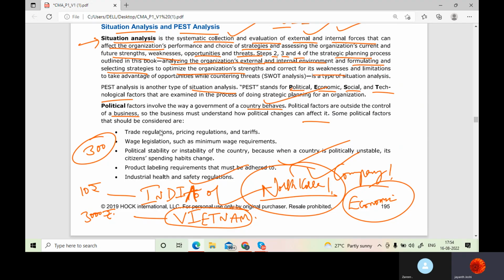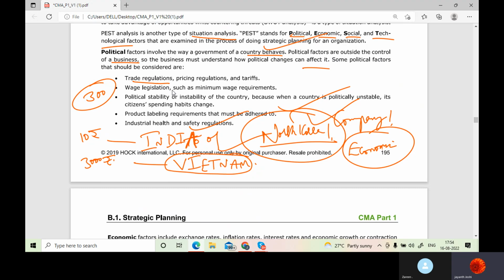Some political factors that should be considered are trade regulations. See what the regulations in a country are, whether the government is liberal or very strict in its activities. Then the pricing regulations, like what they are doing to regulate prices in a country. Suppose your company has to sell a product in India, and that product is a necessity for many people, and the cost is going very high. Are they keeping a cap on this product, a maximum price your company should quote for our citizens? You have to see such kinds of regulations.